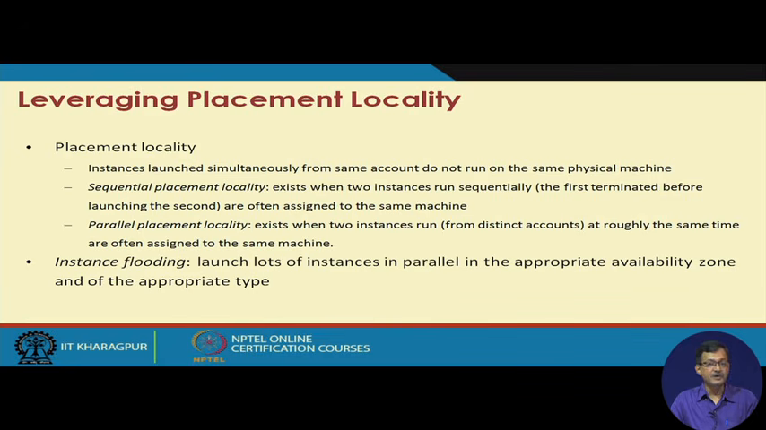So, leveraging placement locality: instances launched simultaneously from the same account do not run on the same physical machine. Sequential placement locality exists when two instances run sequentially, as we have seen previously with A and B. Parallel placement locality exists when two instances running at roughly the same time are often assigned to the same machine. So, these are the things that can be exploited. Another way is instance flooding: launch lots of parallel instances in the appropriate availability zone and of the appropriate type, and see what happens.